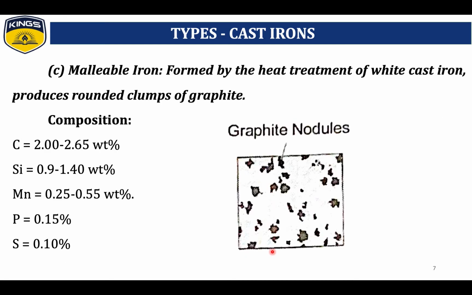Next, malleable iron, formed by heat treatment of white cast iron, produces rounded clumps of graphite. The structure, that is the rounded clumps of graphite and the graphite nodules, are shown in the diagram. Here the composition is carbon of 2 to 2.65 weight percentage, silicon of 0.9 to 1.4 weight percentage, manganese of 0.25 to 0.55 weight percentage, phosphorus of 0.15 percentage, and sulfur of 0.1 percentage.